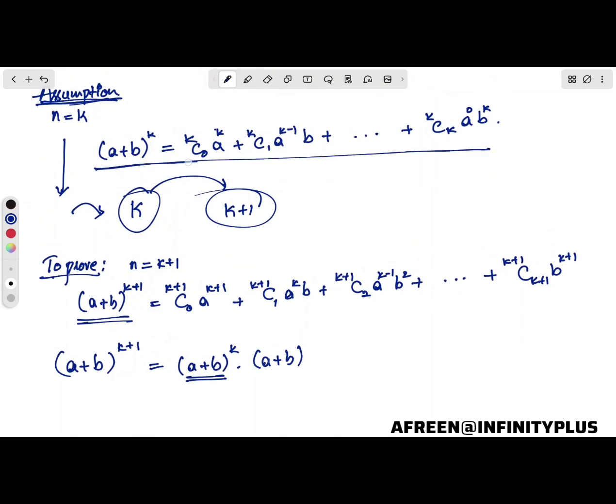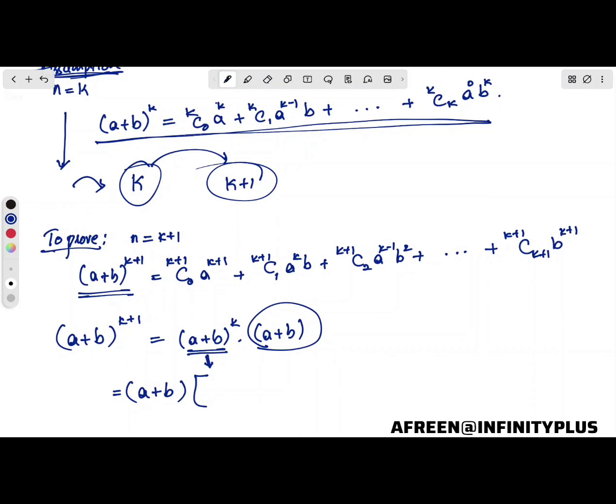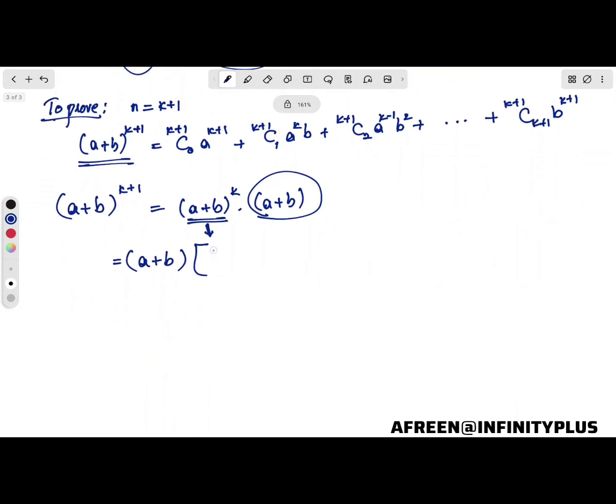So this is what they have given. So this can be written as, this a plus b you write it as it is, which is equal to a plus b, I am writing as it is. This a plus b whole power k can be written as, you copy from the a plus b whole power k. This will become kC0 a^k plus kC1 a^(k-1) b plus kC2 a^(k-2) b^2 plus etc.